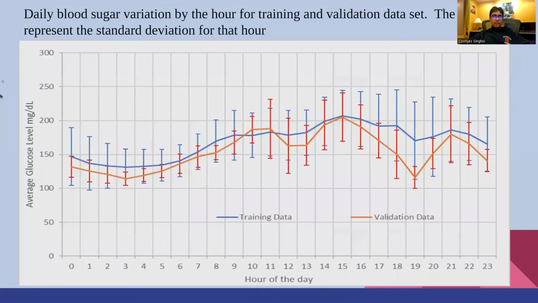Here's the daily blood sugar variation by the hour for the training and validation data set. Blue is the training data and the orange is the validation data. And there is a clear difference between these two lines. The vertical bars are the standard deviation error bars, the blue for the training data and the red for the validation data.